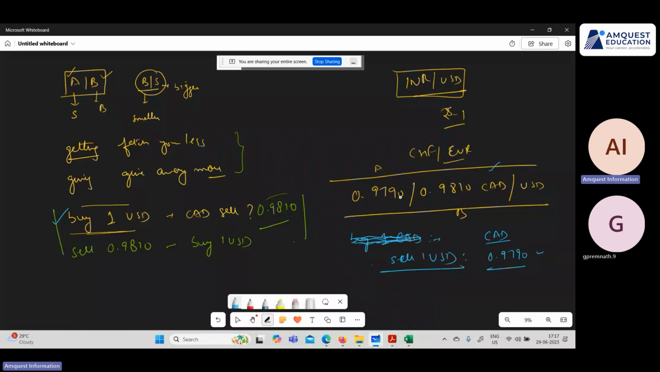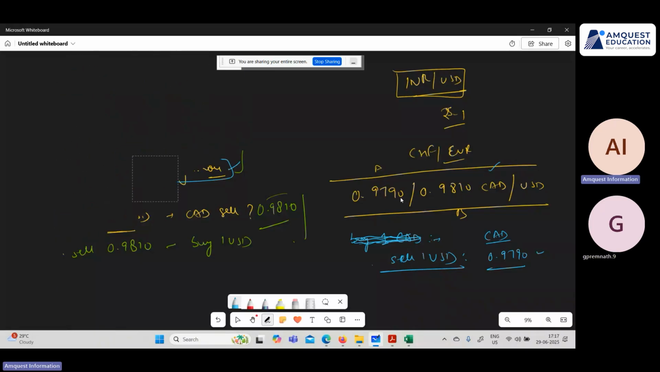So if they give you any kind of quotes, always remember which quote you would use. Choose a quote which will fetch you less, and choose a quote which will give away more. Otherwise, the currency thing can be very, very confusing. Know this thumb rule forever.